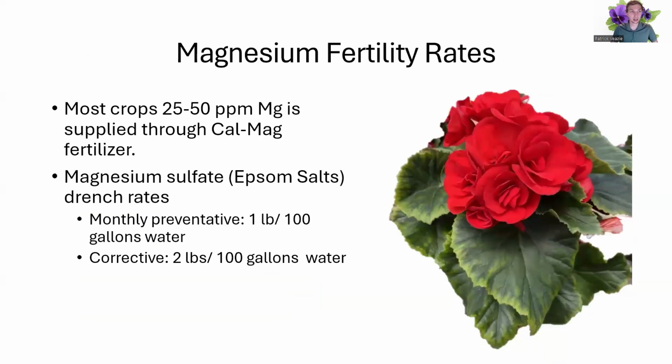So magnesium rates for most crops, 25 to 50 parts per million through a CalMag fertilizer is going to be more than enough. And then in case of corrective procedures, 2 pounds per 100 gallons of magnesium sulfate, Epsom salts, and then as a preventative, 1 pound per 100 gallons of water will prevent most of your problems on a monthly basis.